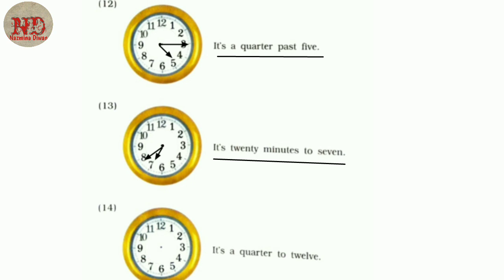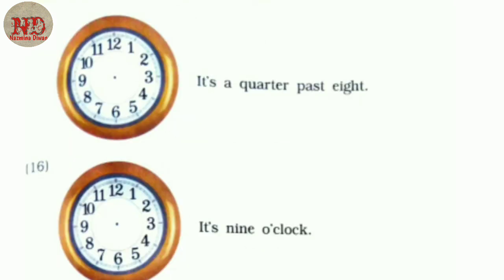Now let's move to the next clock. What time is it? It's a quarter to 12. So students, we know that quarter to means 9. So we have to draw a long hand on 9 and a short hand on 12. It is also called 11:45.